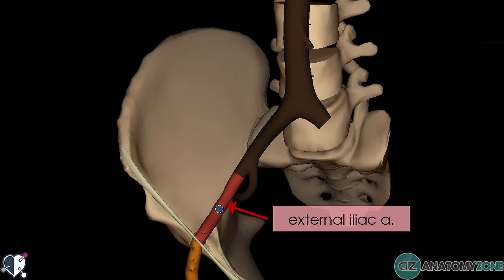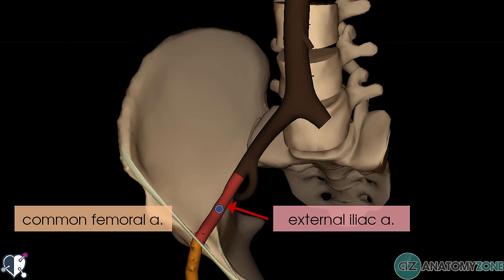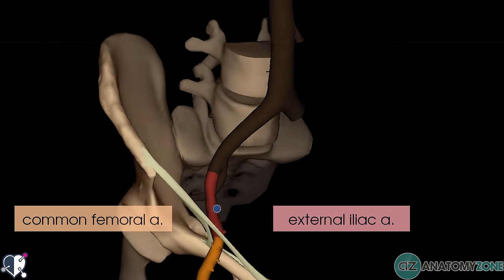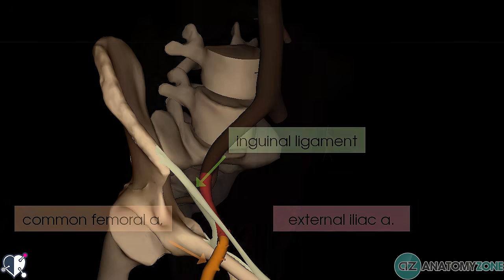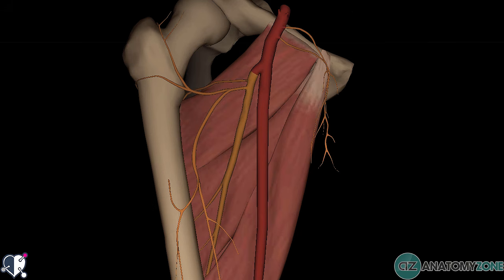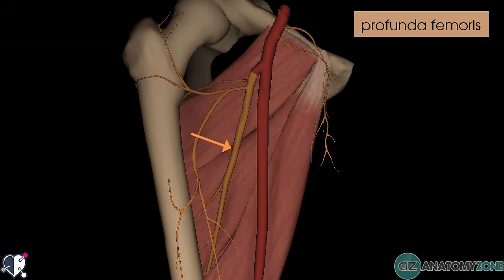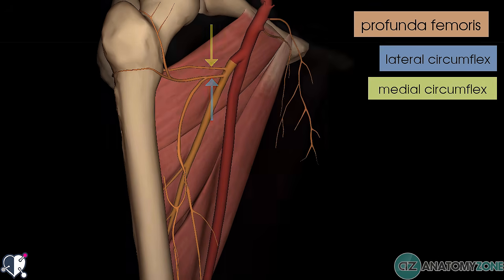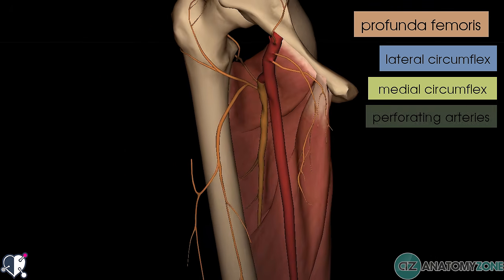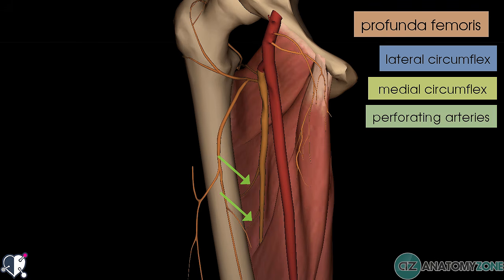Coming back to the external iliac artery, this artery becomes the common femoral artery as it crosses under the inguinal ligament to enter the femoral triangle. The common femoral artery then gives off a deep branch known as the profunda femoris artery. This is known as the deep femoral artery, and it has two main branches: the lateral circumflex artery and the medial circumflex artery. The profunda femoris then terminates as perforating branches, which are known as perforating branches because they perforate the adductor magnus muscle.